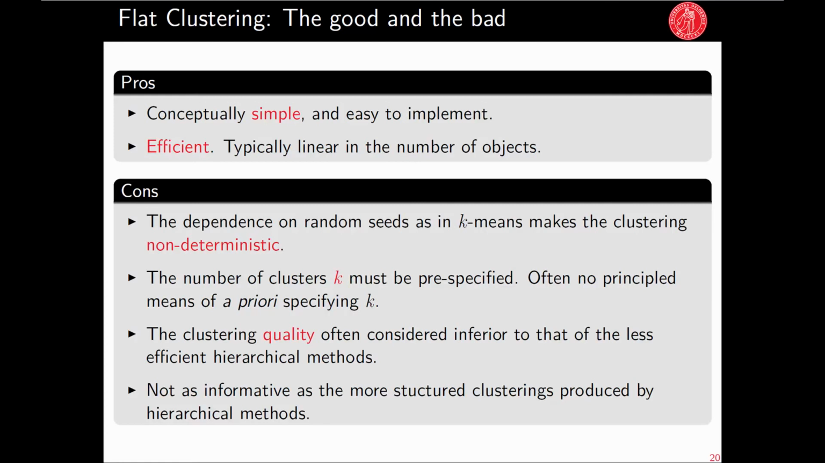Another disadvantage is that we have to, in advance, specify or decide on this number k, the number of clusters that we want to find. And often there's no good way of just knowing the number of clusters that we expect to be in the data.